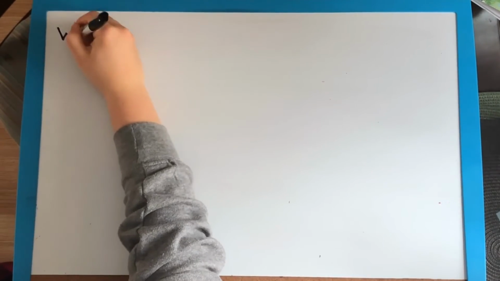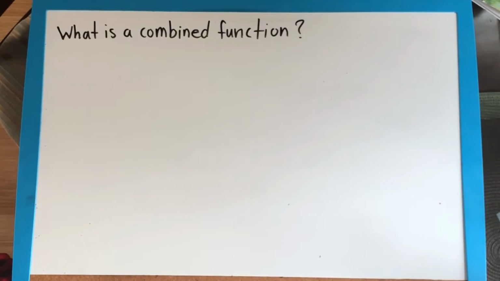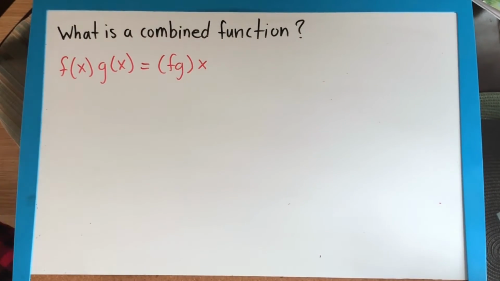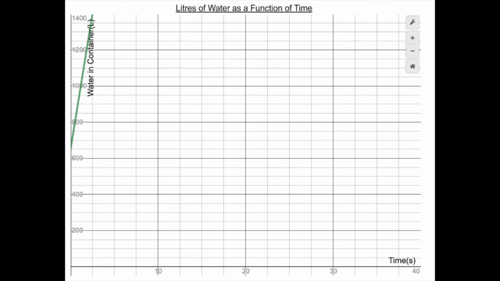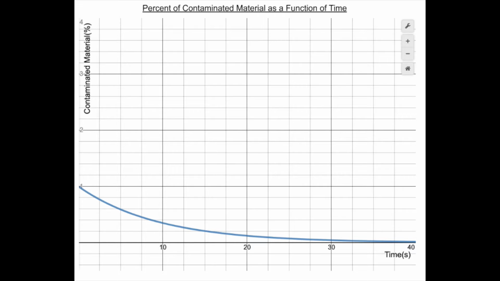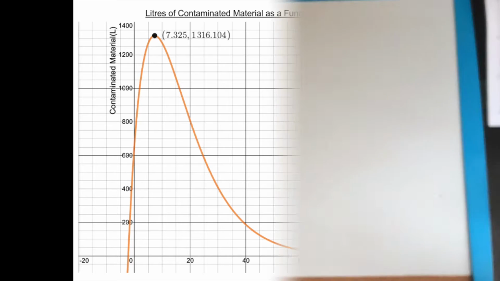Now, you may be wondering, what exactly is a combined function? Well, it's exactly what it says it is. It is when you combine two different functions together, and in the specific case of this problem, we are multiplying them. We do this so that we can create one function that models and takes the two separate ones into account. Graph 1 shows the number of liters of water in the container as a function of time, and it is a linear relationship. Graph 2 shows a percentage of contaminated material as a function of time, and it is an exponential decay relationship. You can see it is quite evident that the final product of the two beginning functions, or the combined function, is a combination of them, and is used to answer the problem.